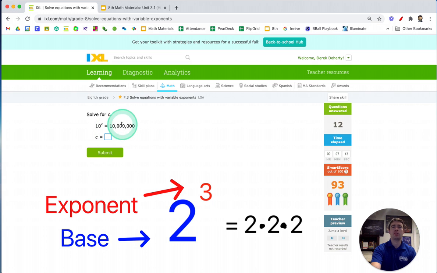Last example here we're showing, I see 10 million again, 7 zeros attached, so that must be 10 to the power of 7, and I don't know why IXL repeats problems on you so often.